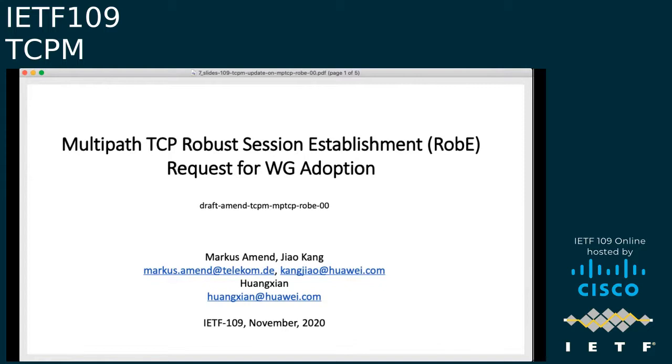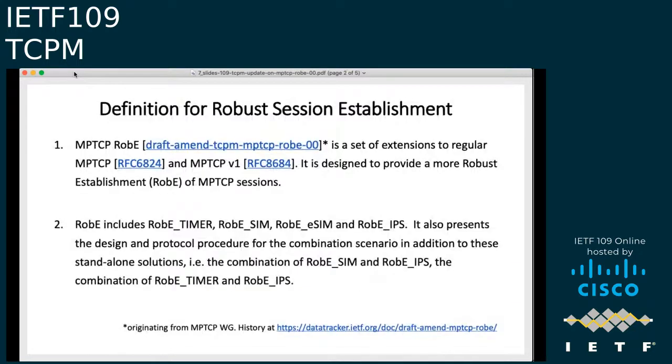So I want to give you an update on the Multipath TCP robust session establishment we proposed some IETFs ago. That's joint work and presentation from Chiao and colleagues from Huawei and myself. Next slide, please. So just a short recap. Multipath TCP robust establishment is a set of extensions to regular MPTCP. We do not distinguish between the old MPTCP RFC 6824 and the newer one. We support both.